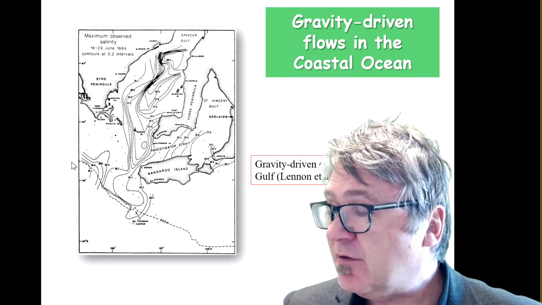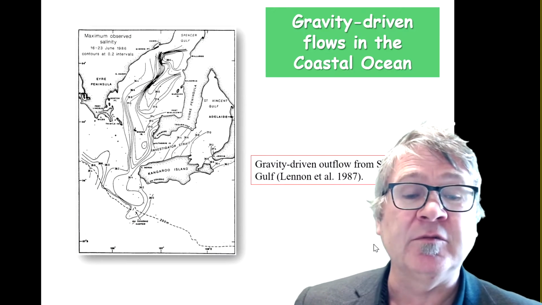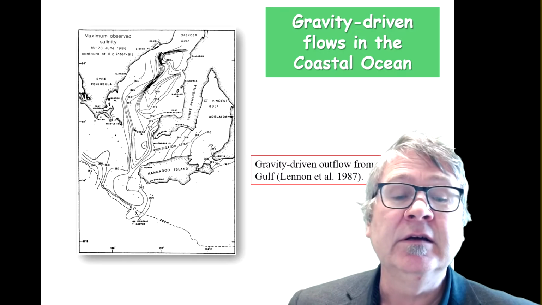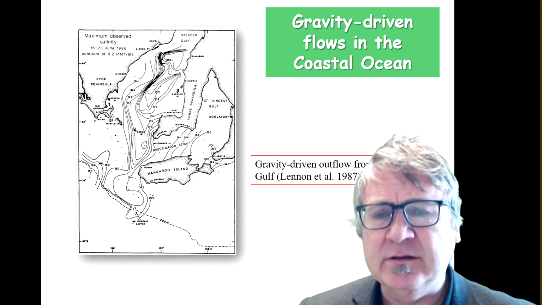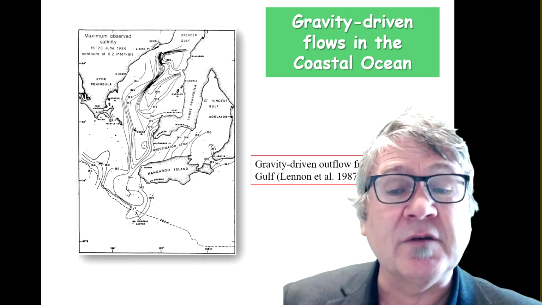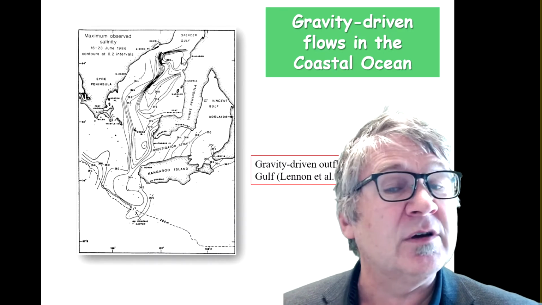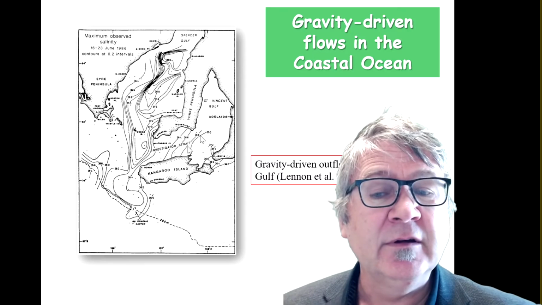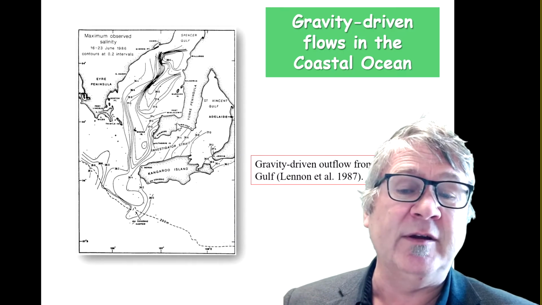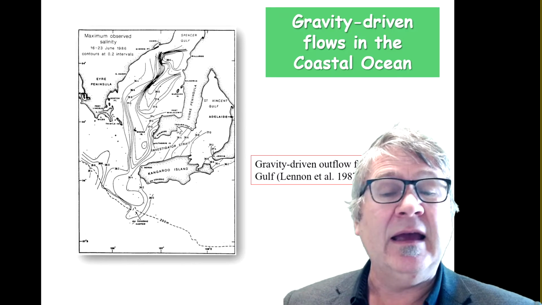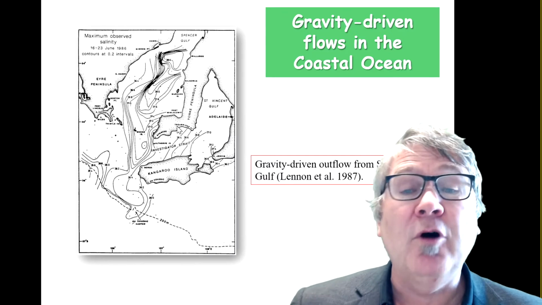Some famous measurements of this outflow are from Jeff Lennon et al. in 1987 in a Nature publication. And you can see the contours of salinity. These are salinity contours. You can see where we are: Spencer Gulf, Kangaroo Island. You can see the York Peninsula. Adelaide is up here. And the salinity near the bottom.